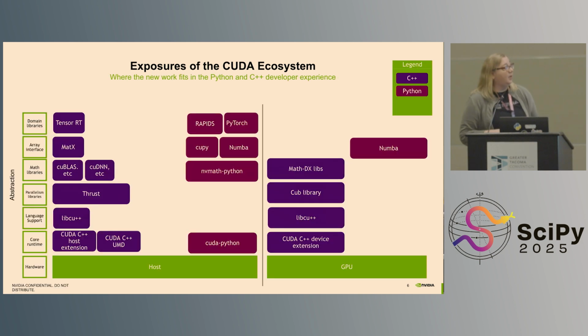So I was talking a little bit about these different exposures of the CUDA ecosystem. This goes all the way from hardware up to domain libraries, like I had on the other slide. On the purple side, those are the C++ libraries that have been around for a long time. The C++ side of the equation is tried and true. The Python side, we have a little bit of catching up to do, which is great because it gives us all jobs. But you can see that there are pieces of this equation that are currently missing.